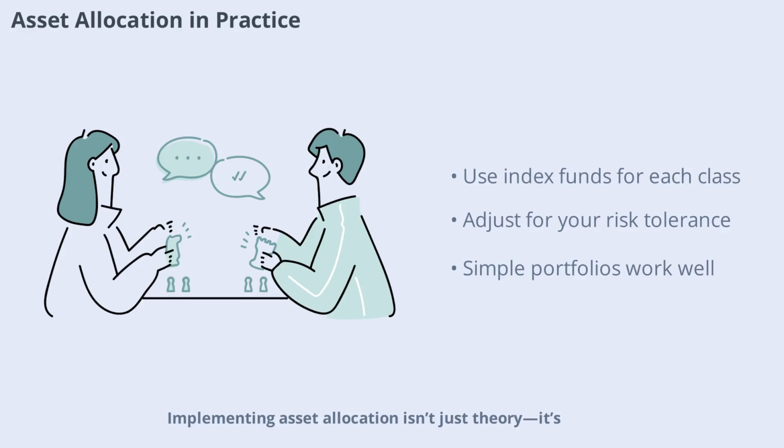Implementing asset allocation isn't just theory, it's about putting your plan into action. Many investors use a mix of index funds to cover US stocks, international stocks, and bonds. For example, a simple 3-fund portfolio might include an S&P 500 index fund, a total bond market fund, and a total international stock fund. Adjust the percentages to match your risk tolerance and goals. Remember, simplicity often leads to better results.